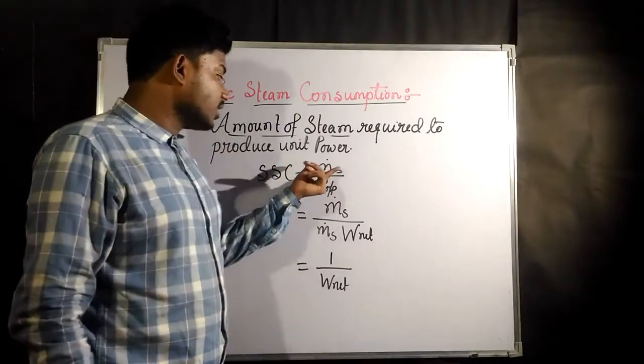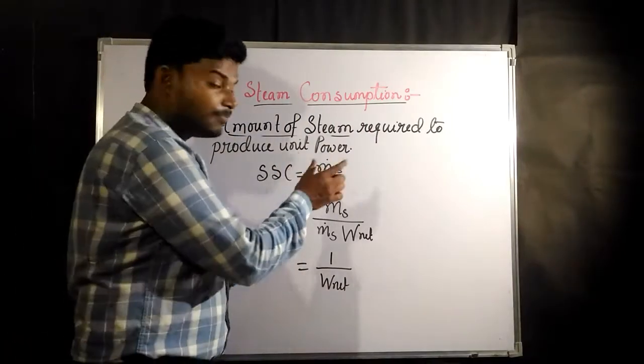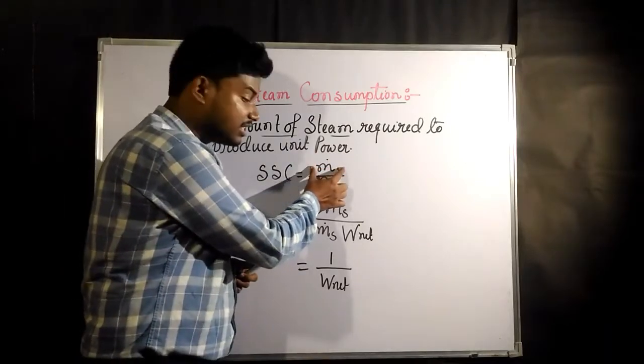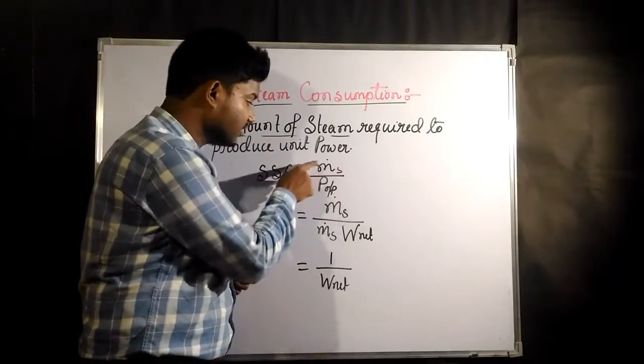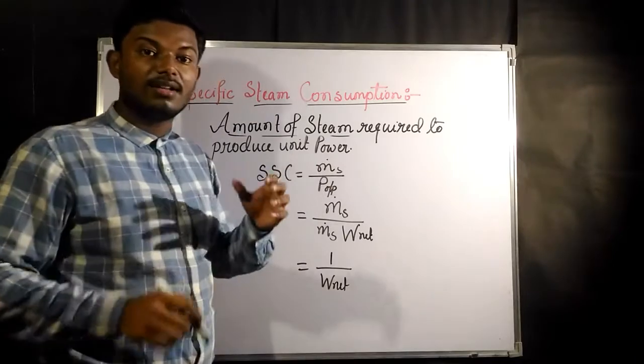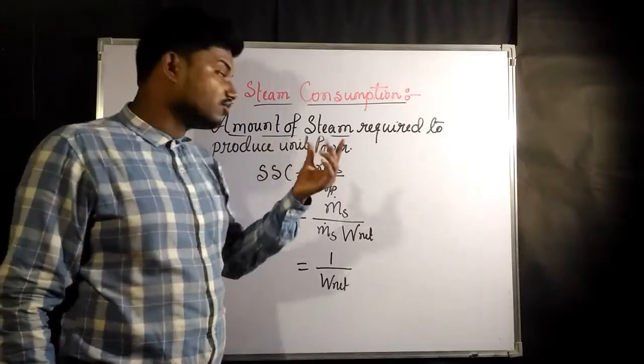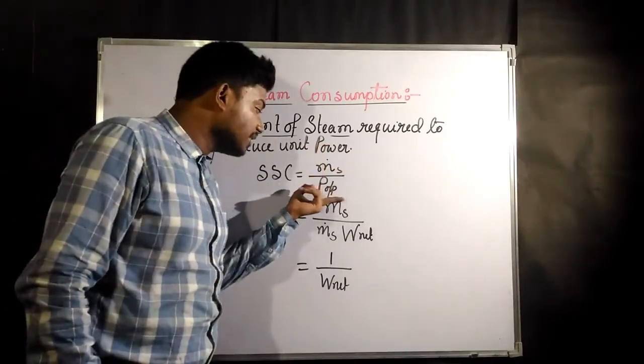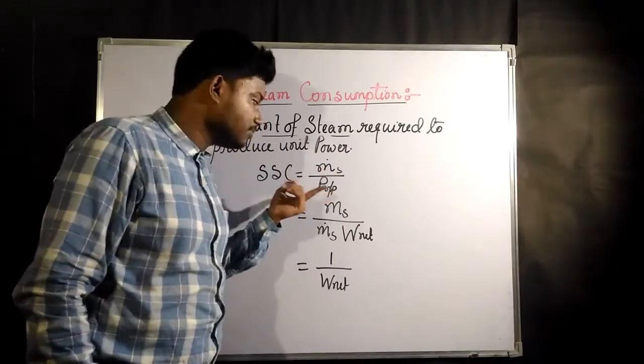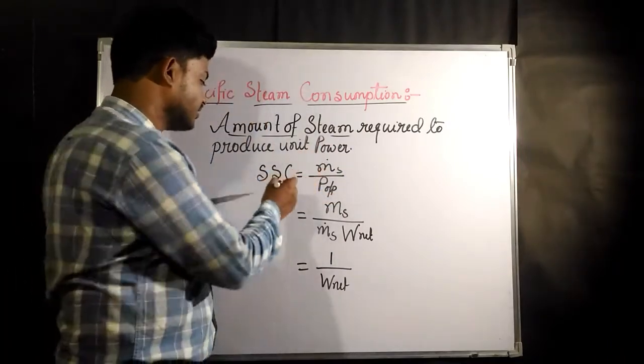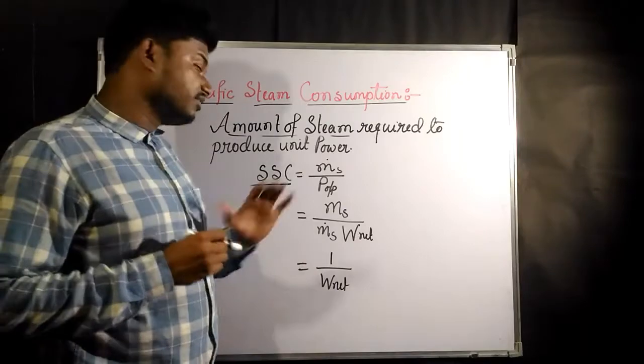So it is nothing but the mass of steam per unit time, m_s dot, that is, the mass flow rate, per unit power output. That is going to be SSC. SSC means specific steam consumption.